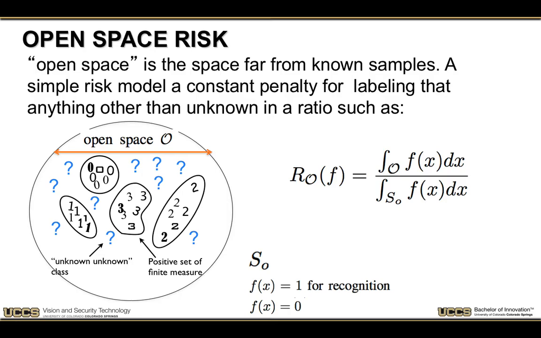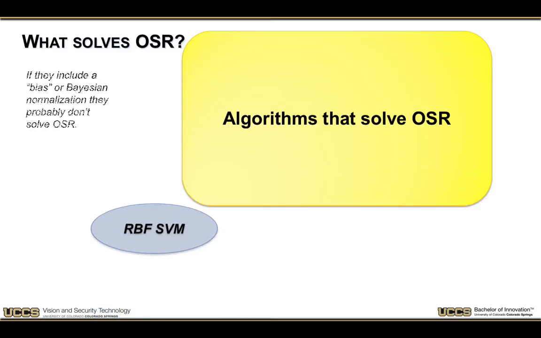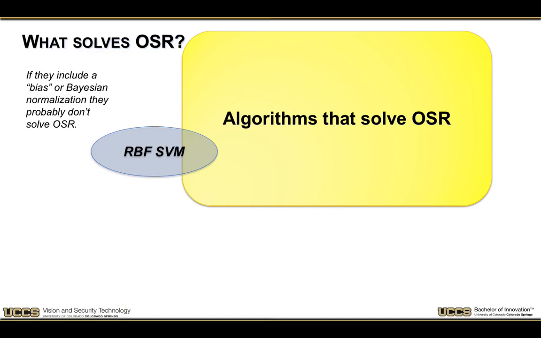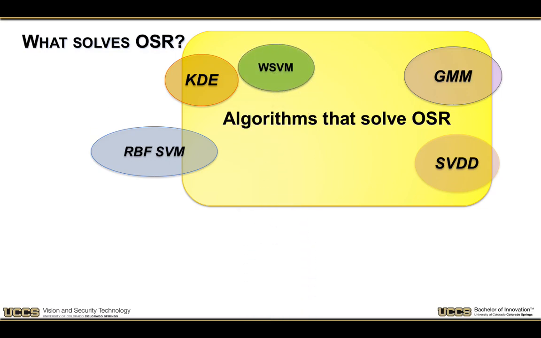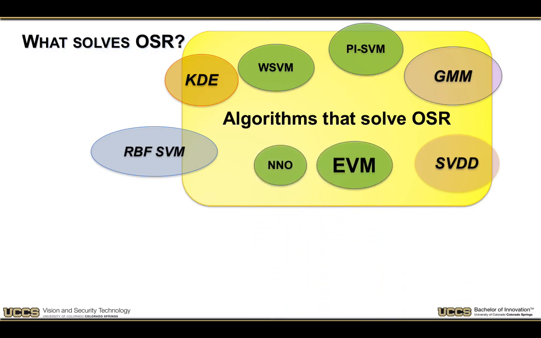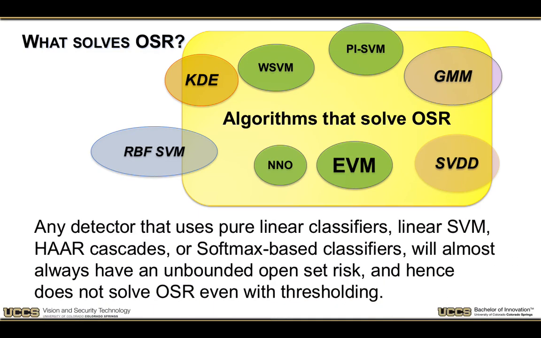If that number is infinite, because I've labeled all of space with some class, I have a real problem. There's no way to regularize it. Anything else I can sort of play games. So is there a question? Are there other algorithms that solve this? There's actually a whole bunch of things like RBF SVMs, KDEs, GMMs, SVDD, well-known algorithms that sometimes solve it, okay? But none of them always solve it. We've invented a class of algorithms like WSVM, NNO, EVM, which I'll talk about in a second, that probably solve it all the time, okay?